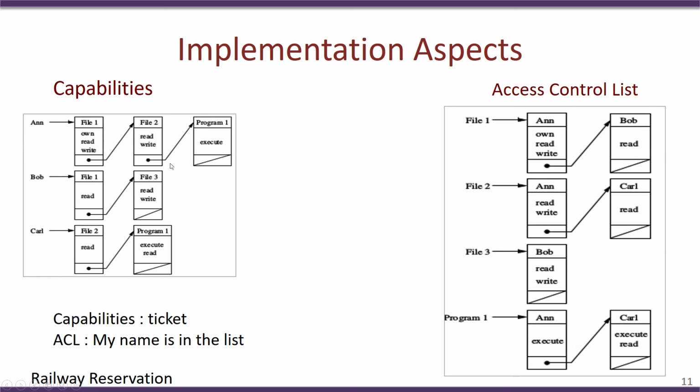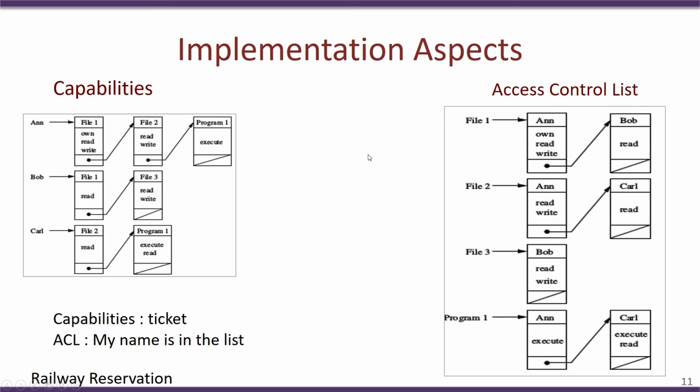In a capability based system, we have one user and the capabilities of that user. So we have a user, and this user owns a list of all the different capabilities that he or she possesses. So for example, over here, Anne has a list of all the capabilities. Anne has the read and write capability for file 1 and is also the owner for file 1. She has the read and write capability for file 2 and only the execute capability for program 1.